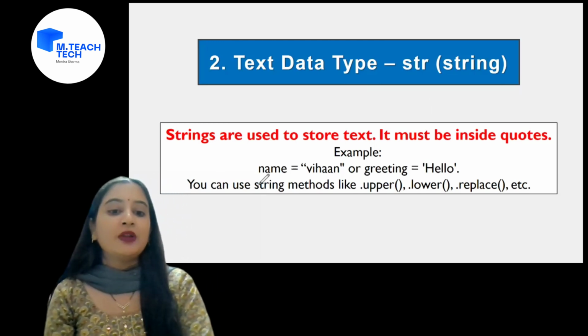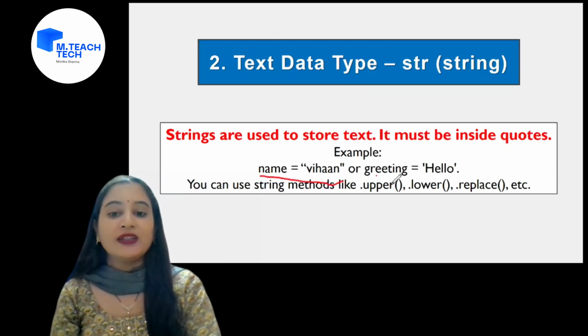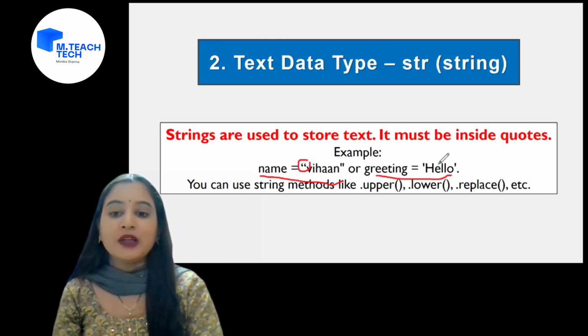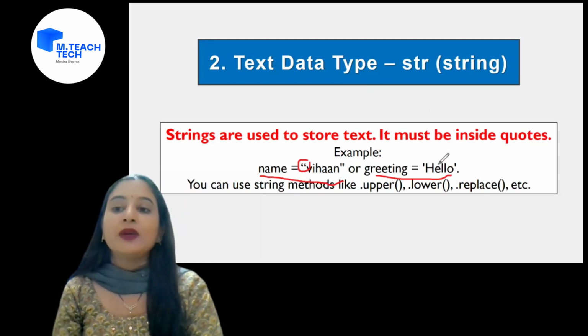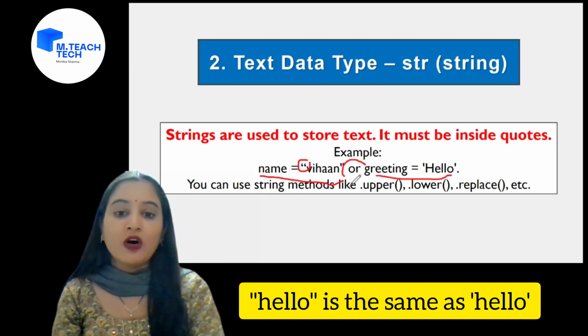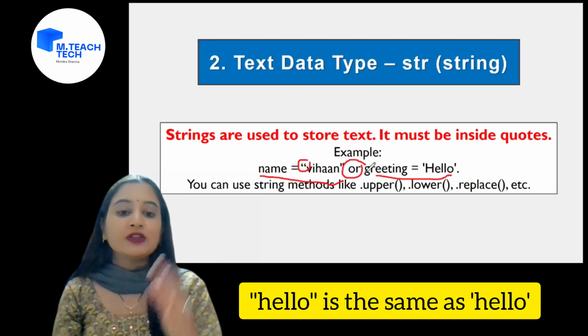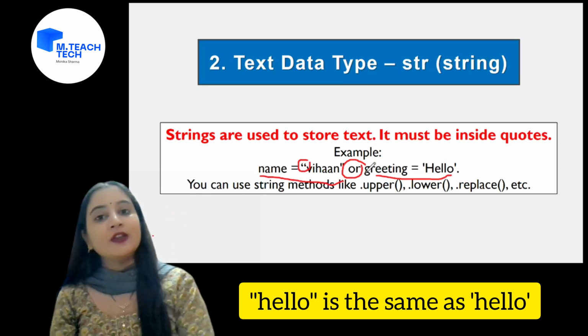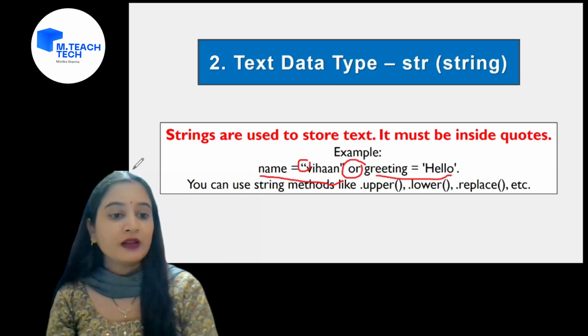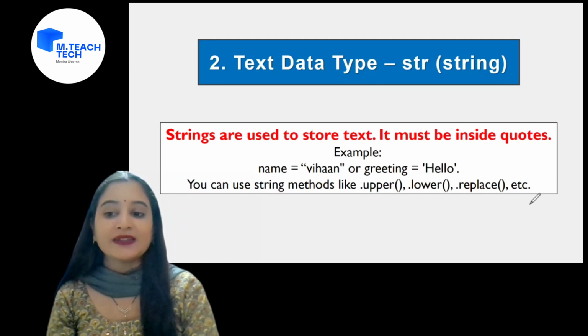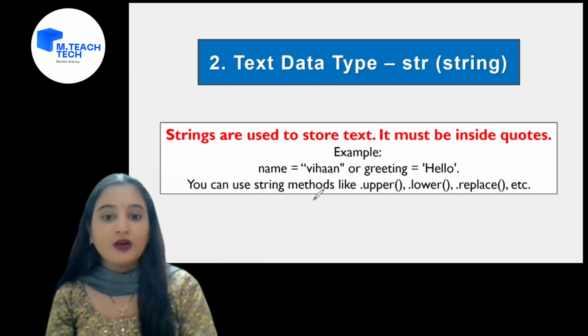You can see the example here: name equals Vihan and greeting equals hello. In the first example I have used double quotes, and in the second example I have used single quotes, but there is no difference. You can use double quotes or you can use single quotes. Then you can use string methods like upper, lower, replace, etc. This is for advanced things.